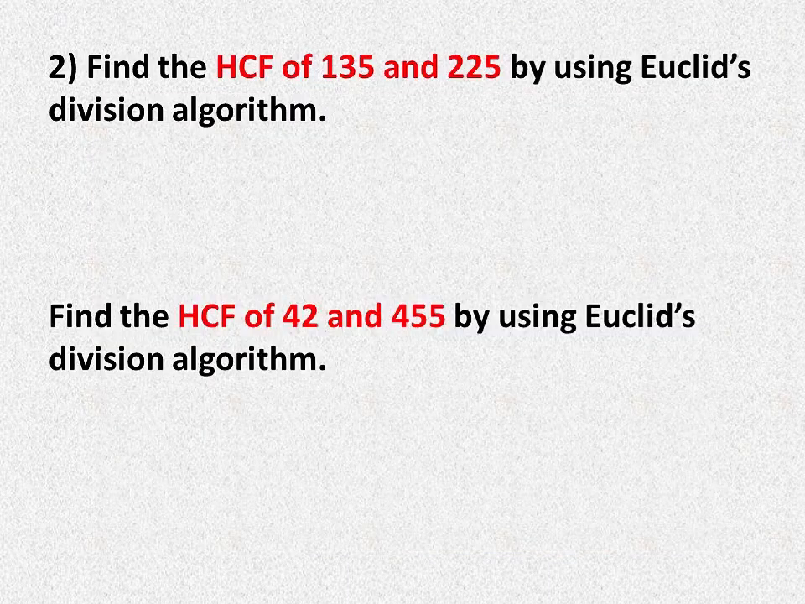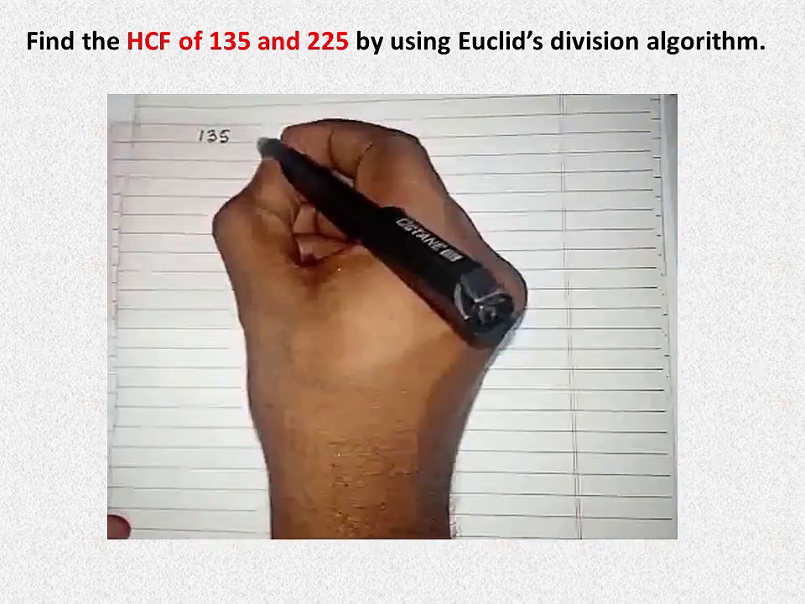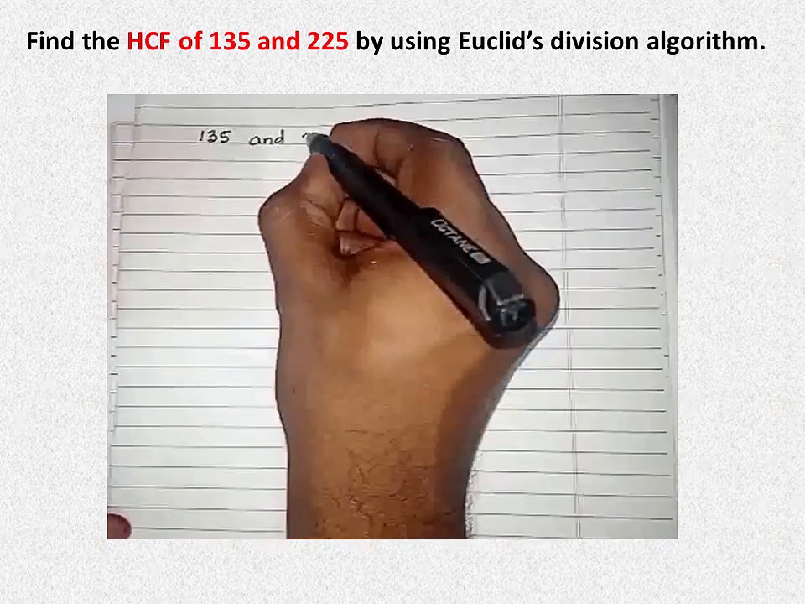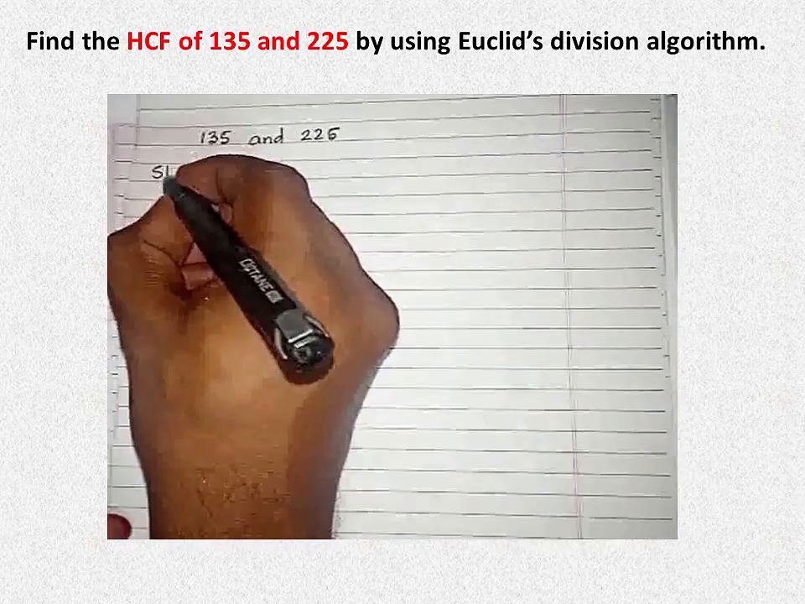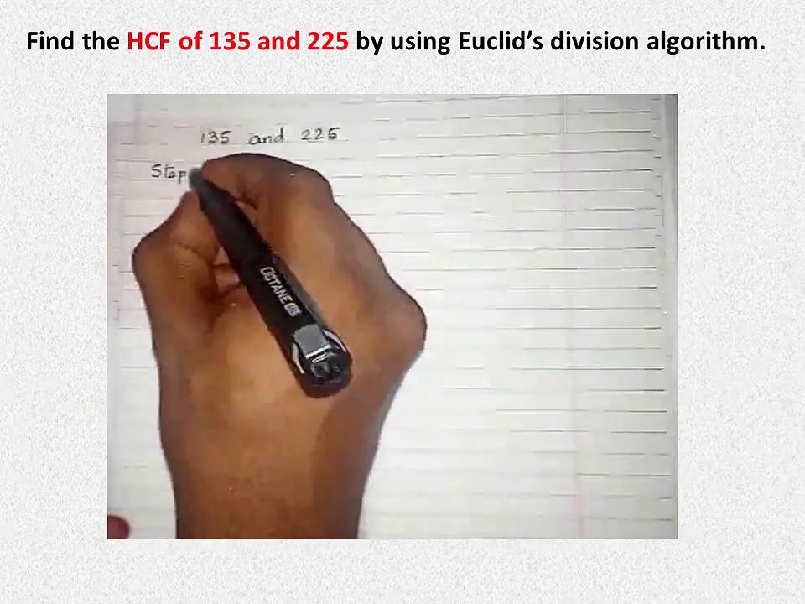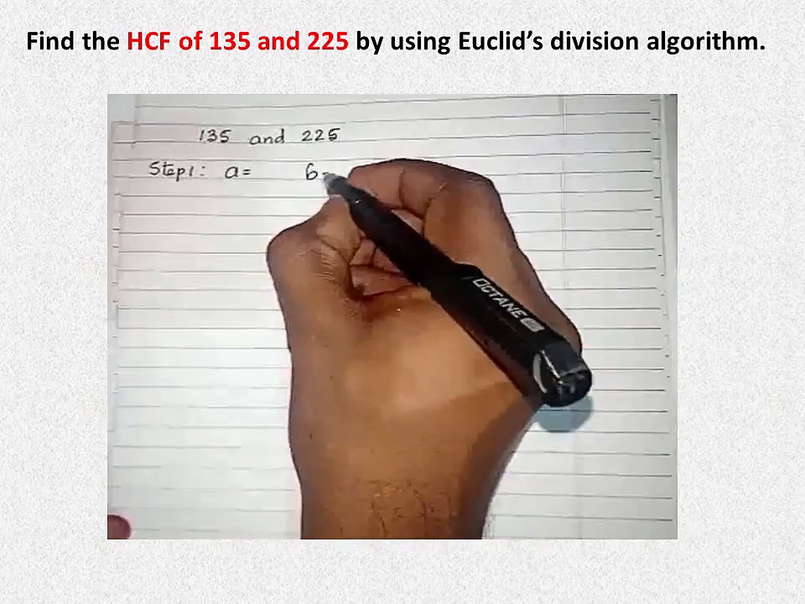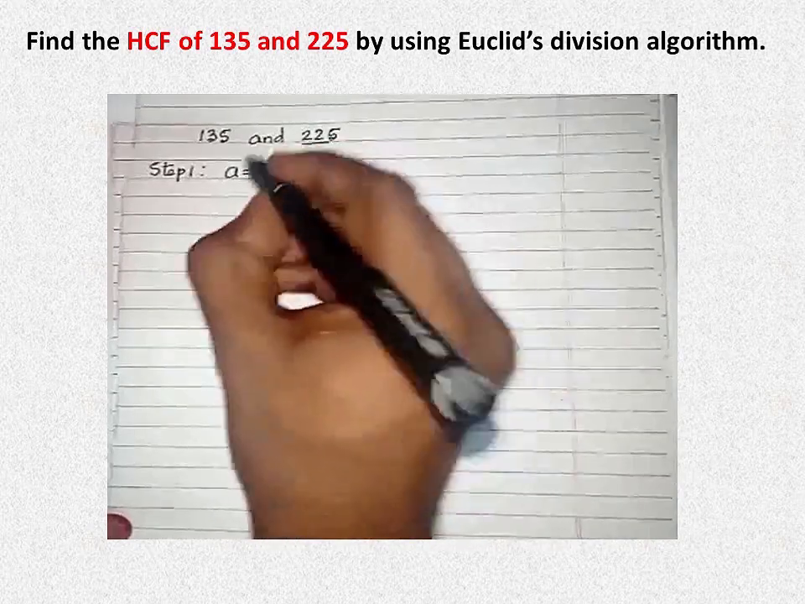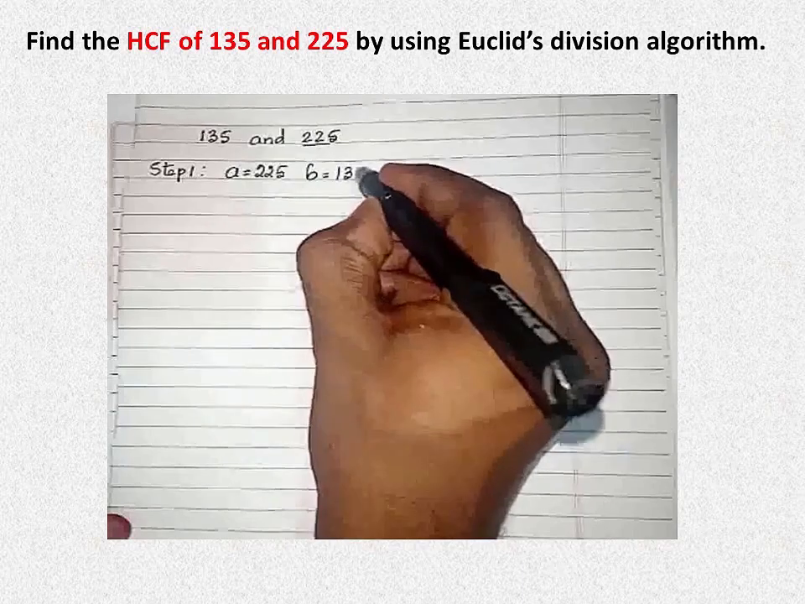Now second question, finding the HCF of the given numbers using Euclid's division algorithm. Now we'll solve. Now I'll write down the numbers 135 and 225. So I need to find out the HCF of 135 and 225. Now we'll solve it stepwise. So step 1, we need to find out the values of A and B. A is the dividend, B is the divisor. The greater number becomes A, that is 225. B equals 135.